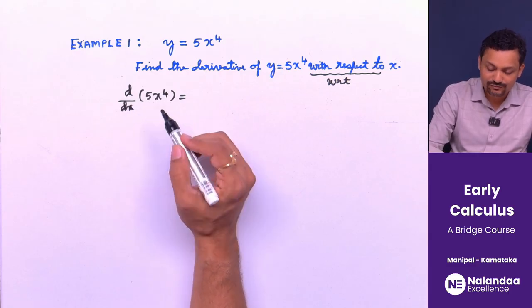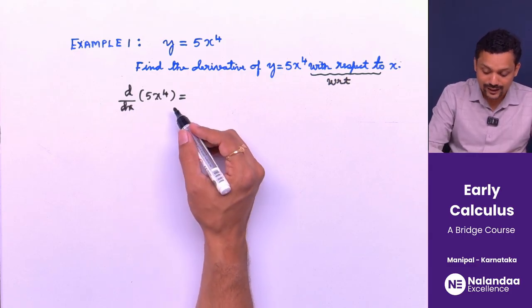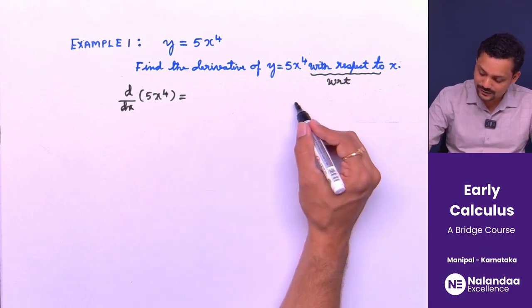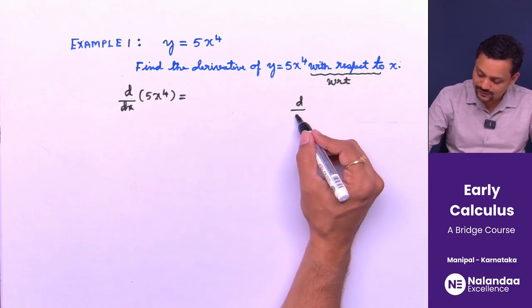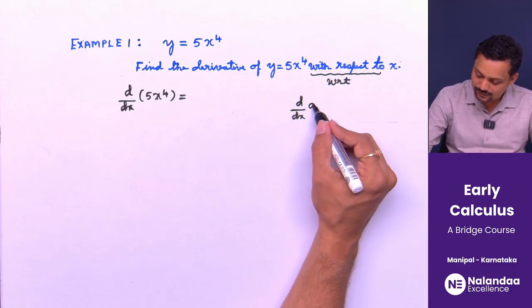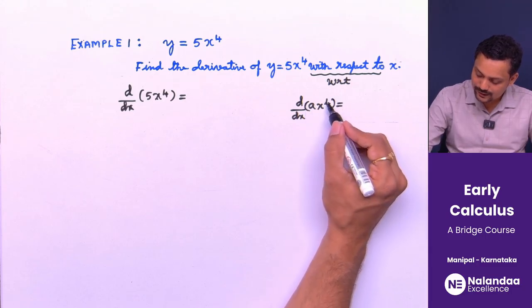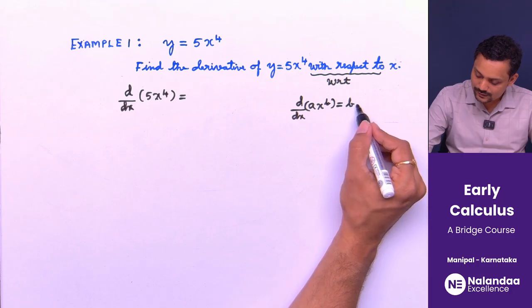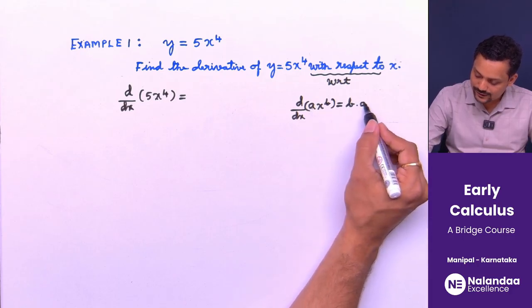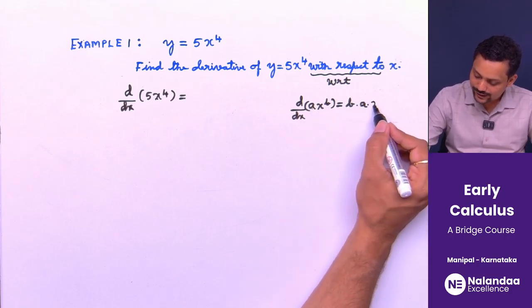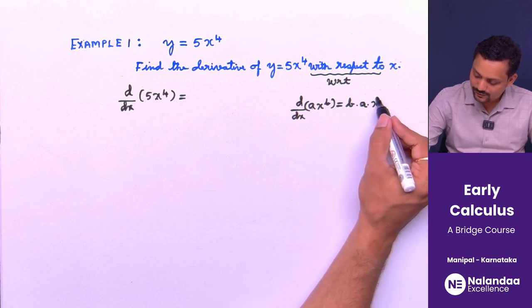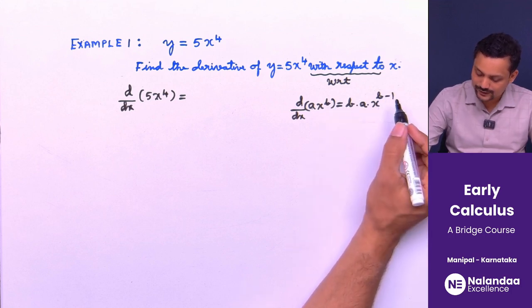So d by dx of 5x power 4. Now as you know, there is a formula for this. d by dx of ax power b is nothing but the power b into the constant a into x power b minus 1. So this is how you write it.